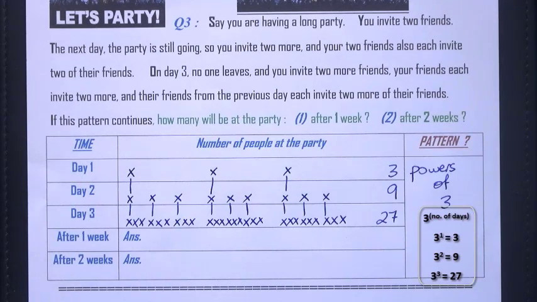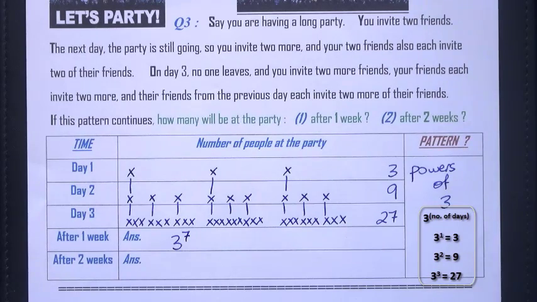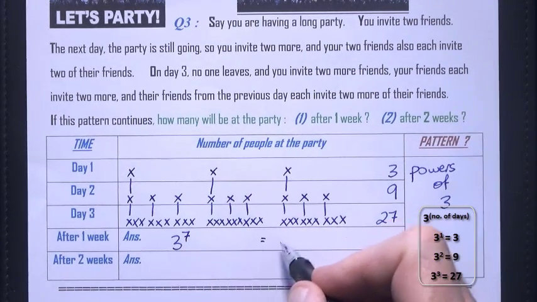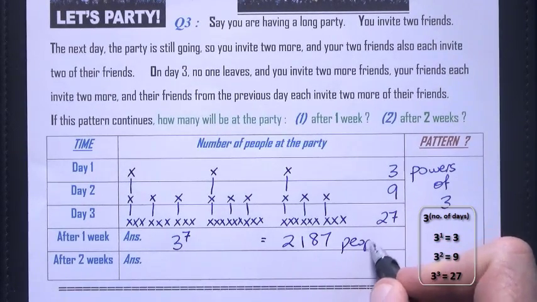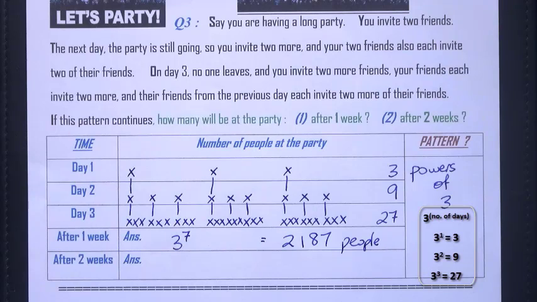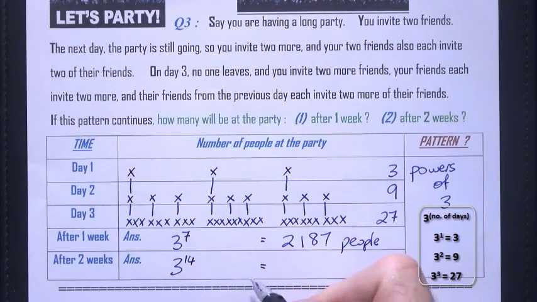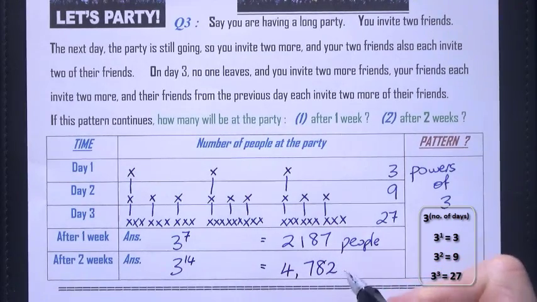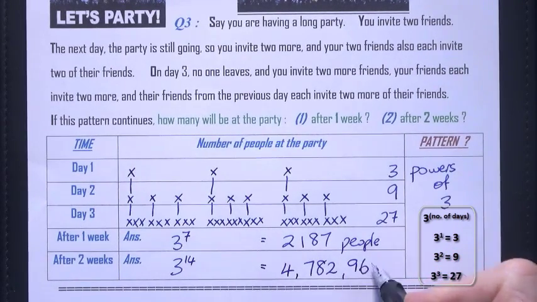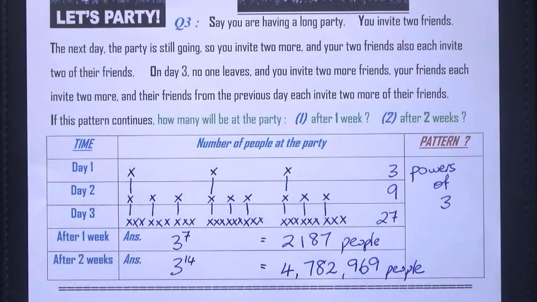After 1 week, the answer will be 3 to the 7th power, which is 2,187 people. After 2 weeks, with this sort of party, there will be 4,782,969 people. And that would be a big party.